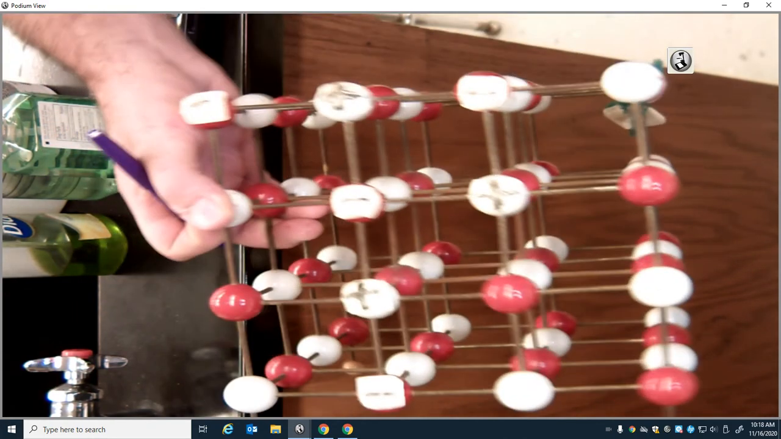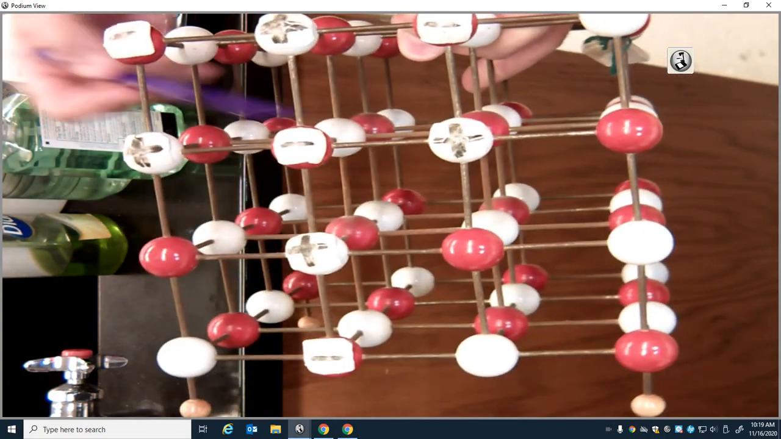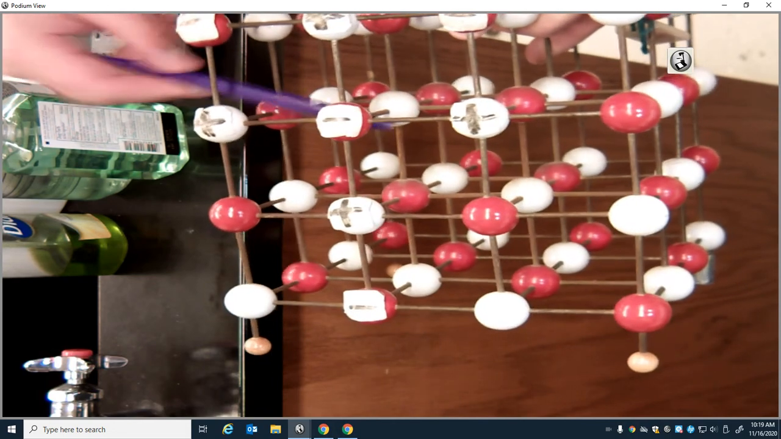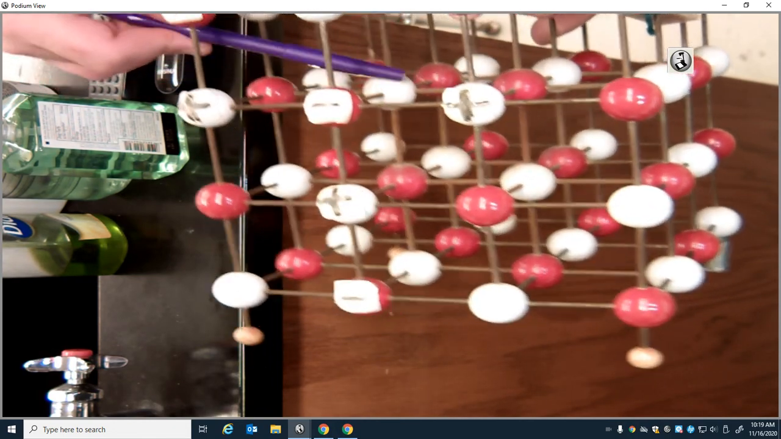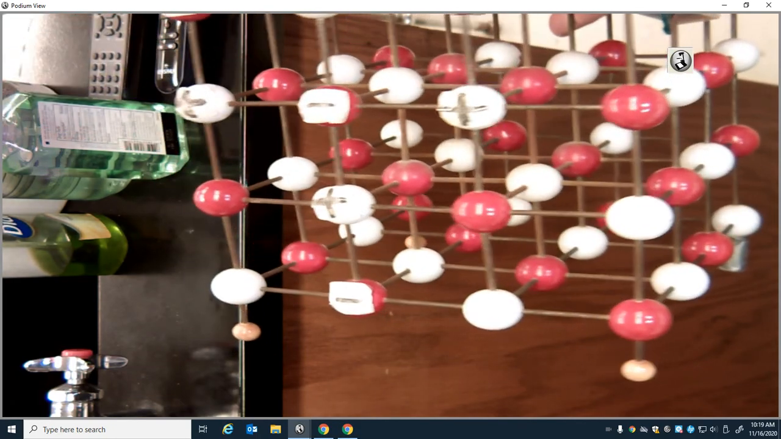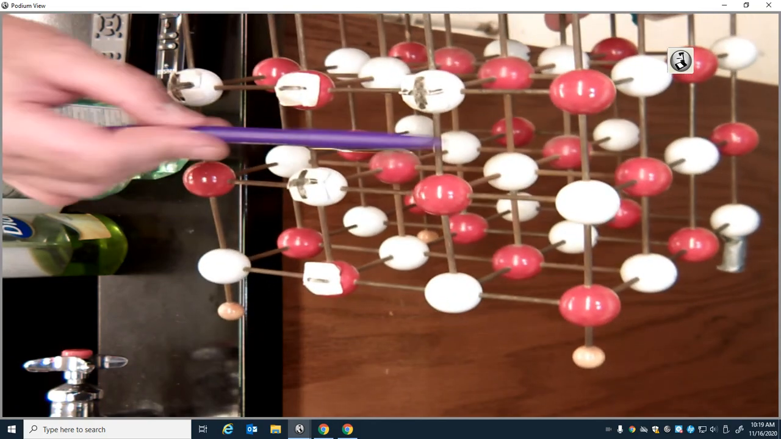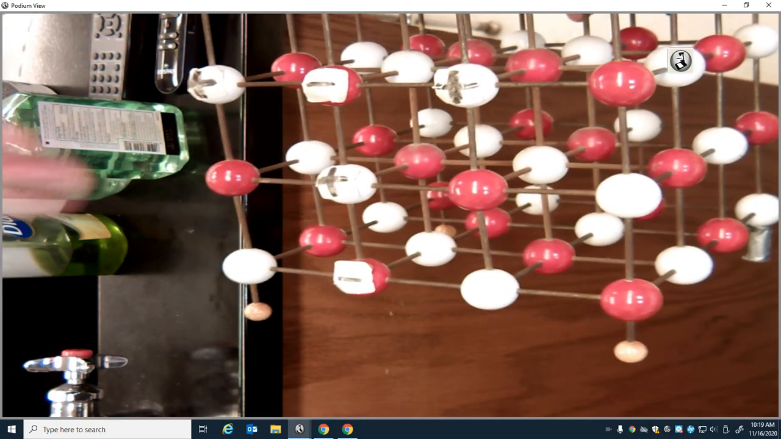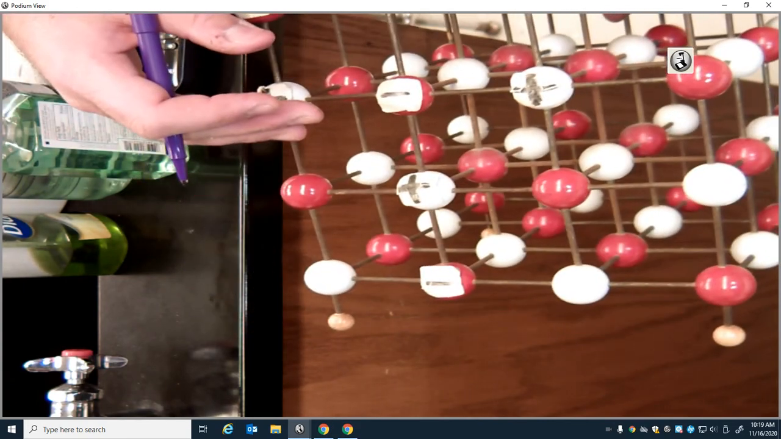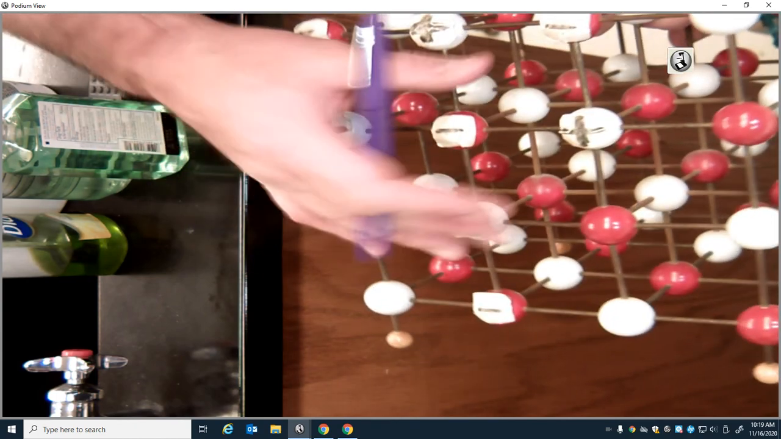Now, look at all the bonds that are holding this guy in place right here. There's 1, 2, 3, 4, 5 electrostatic attractive forces holding that in place. Same thing down here. Because of all these strong electrostatic attractive forces, this ionic solid is really, really hard, and it gives us some different properties that we should talk about.